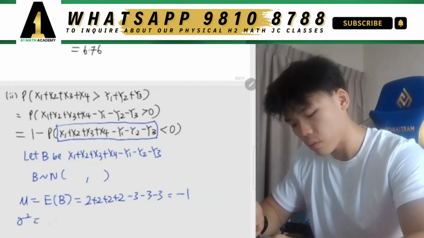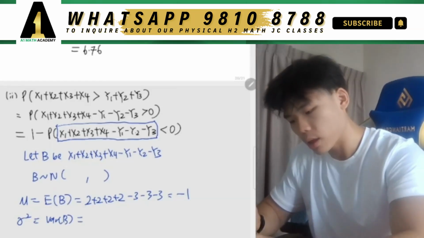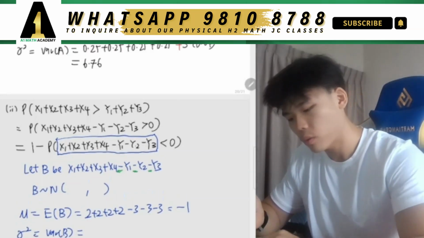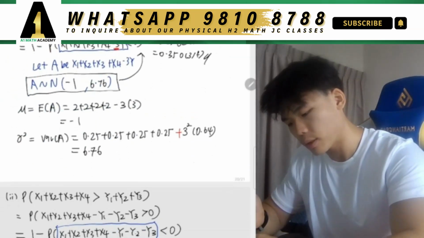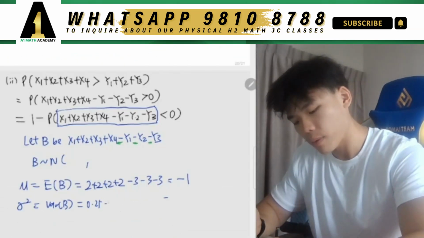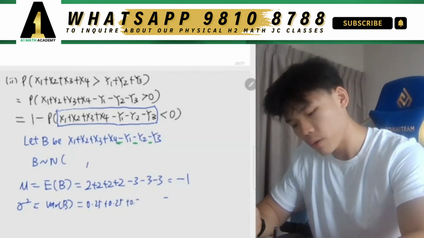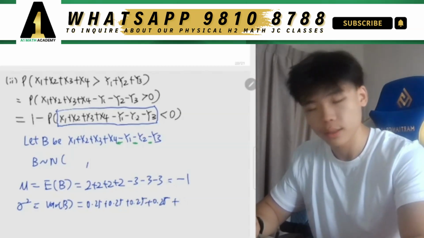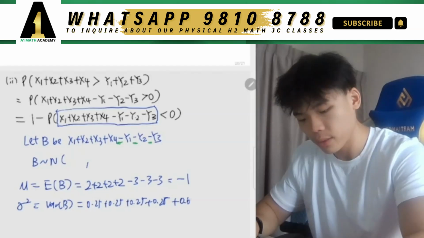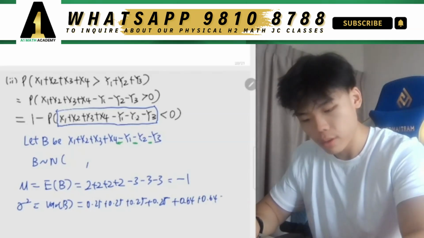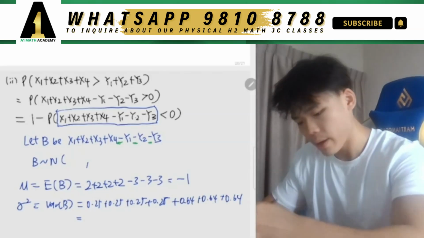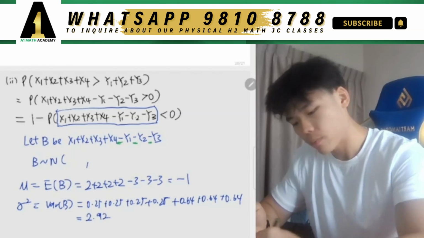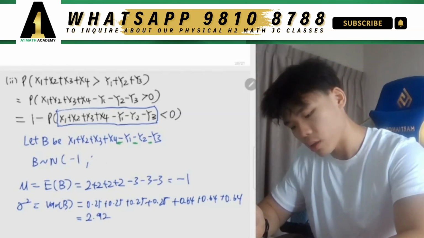Now the variance, it will be the variance of B. So again, all the minus will now become plus, and therefore it will just be 0.25, 0.64, right? So what we have is 0.25 plus 0.25 plus 0.25 plus 0.25 plus, right? Because for variance, you always plus. So 0.64 plus 0.64 plus 0.64. So I add everything up together, I end up with 2.92. So in the end, my distribution looks like this.